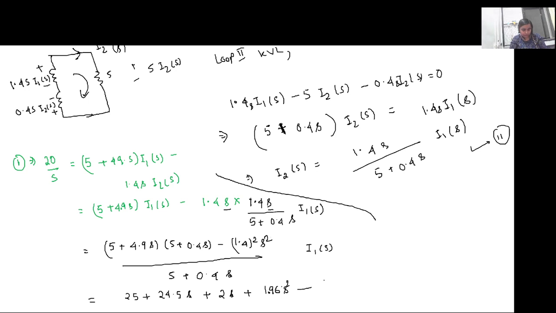So 1.4 square is again 1.96 into s square, into I1 of s. So this will get cancelled. So now we can write I1 of s and we take this entire term on the left hand side.